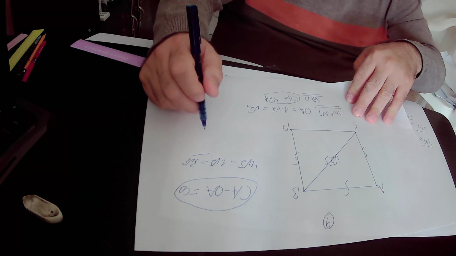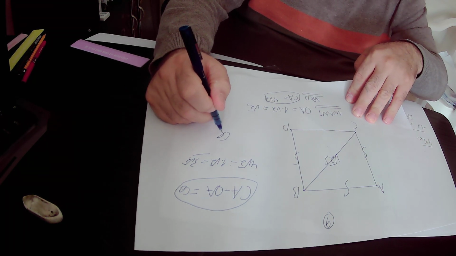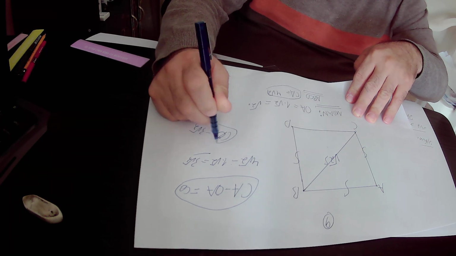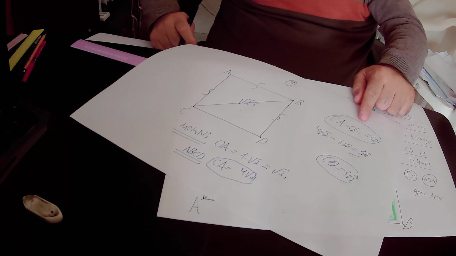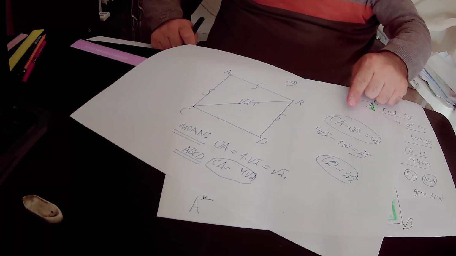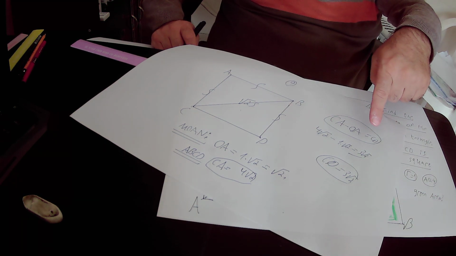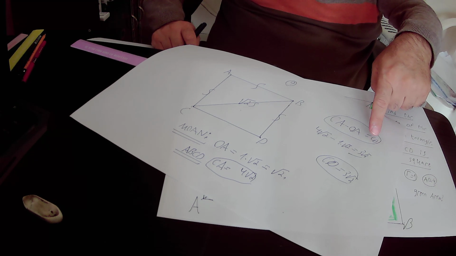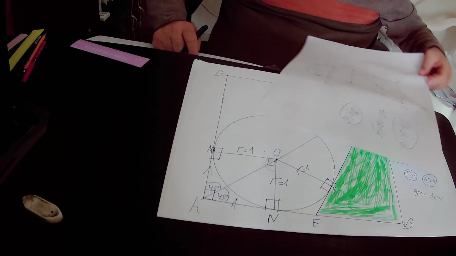So we found out that CO equals 3 times square root of 2 units. CO equals CA minus OA, that is to say it equals 4 times square root of 2 units minus 1 times square root of 2 units, that is to say CO equals 3 times square root of 2 units.